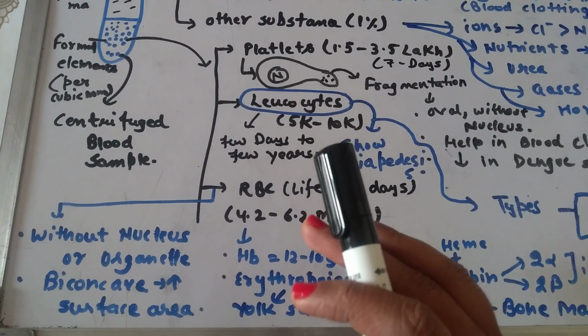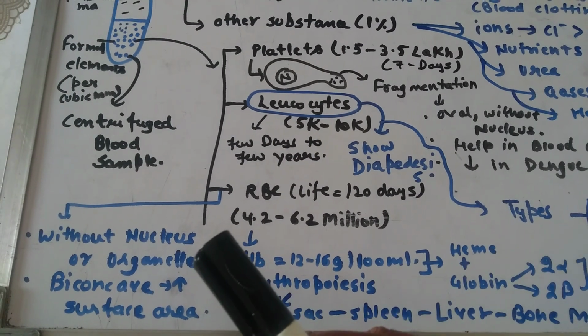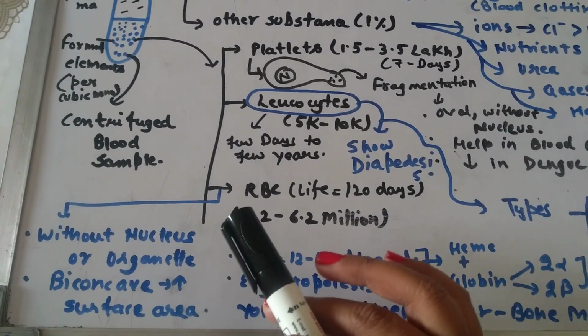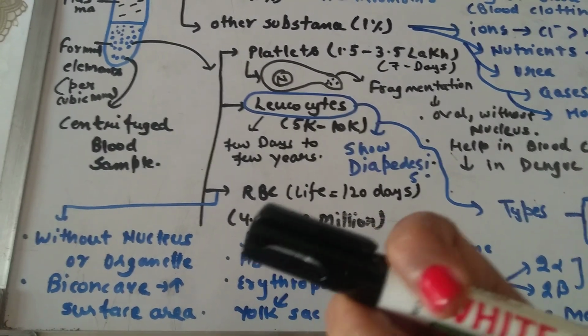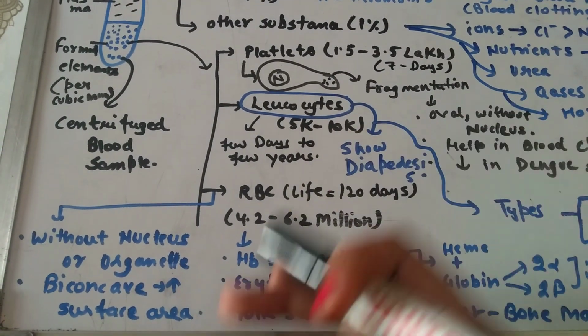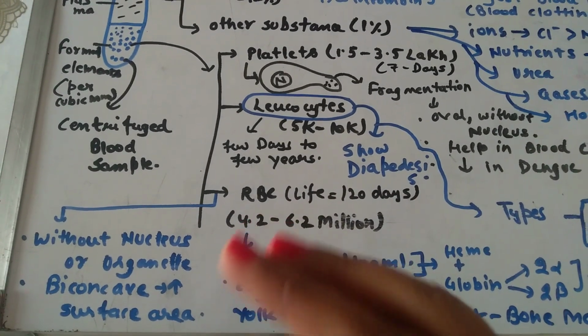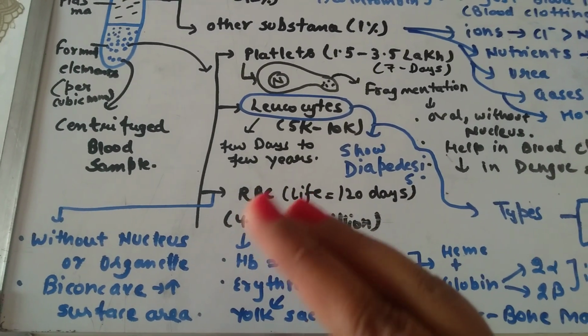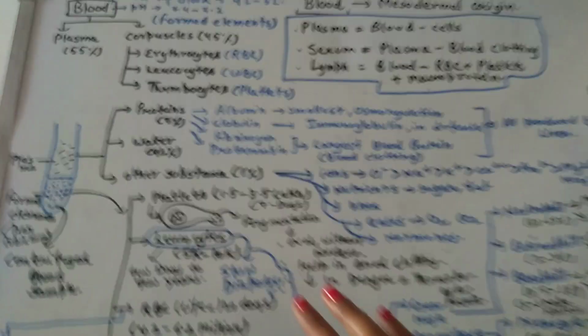RBC is basically a cell which is biconcave in shape. All organelles and the nucleus are absent in RBCs so that the surface area can be increased for respiration, for exchange of gases. That's why RBC is the most important cell of blood, because it helps in the exchange of gases. So that was all about the blood.